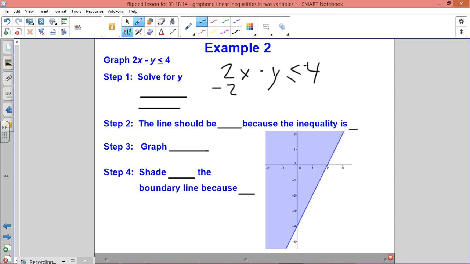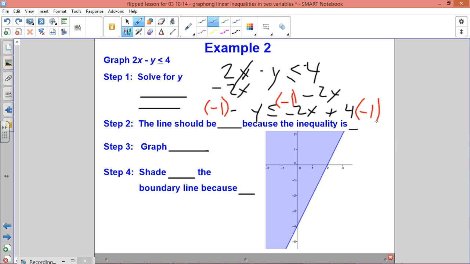I'm going to subtract 2x from both sides, and I have negative y is less than or equal to 4 minus 2x. Or rather, let me do it as negative y is less than or equal to negative 2x plus 4. Great. I still don't have y equals, though, because I have negative y. So what I want to do is just multiply everything by negative 1, which will flip the sign on everything, which will get me to here. y is greater than or equal to 2x minus 4.